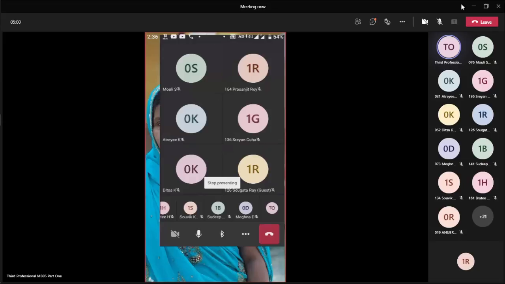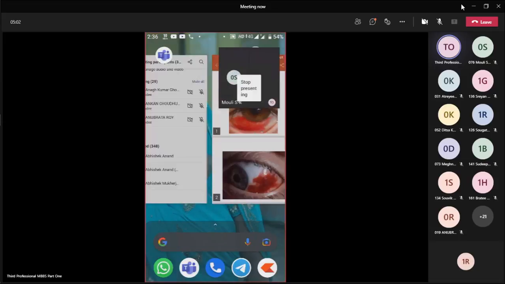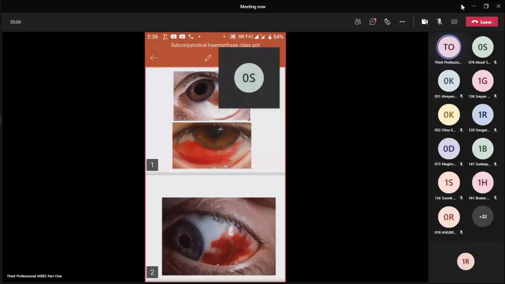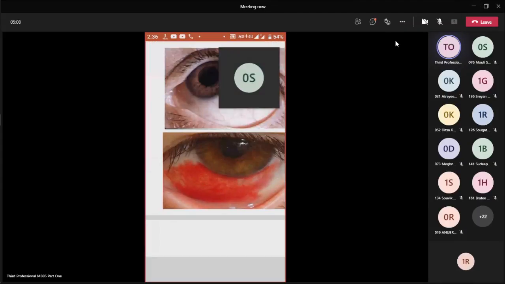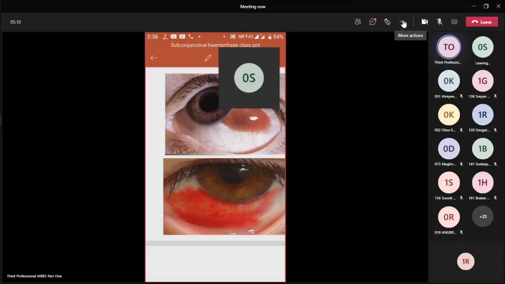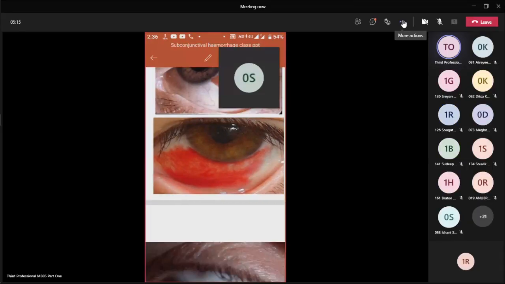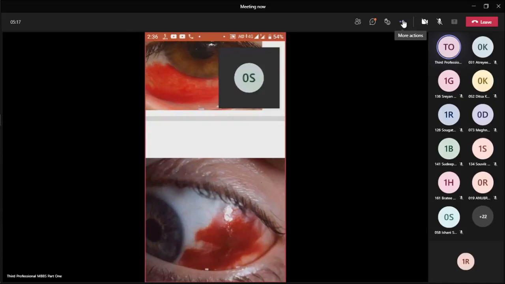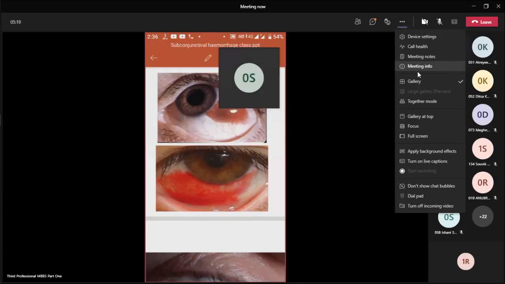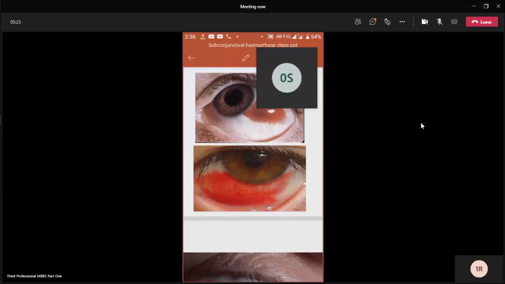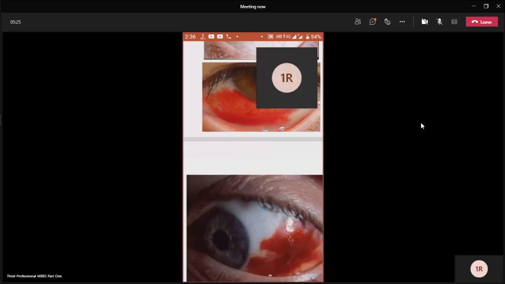So today we'll discuss. Can anyone tell what you can see in this picture? Any guess? Anyone? Tell me what you are seeing. Okay. So today we will discuss subconjunctival hemorrhage.